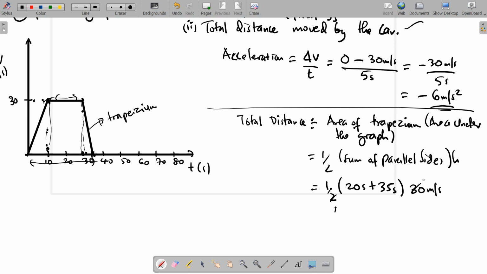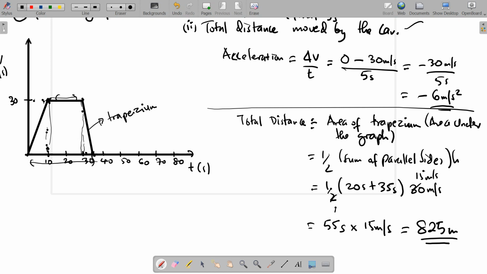Then this half goes into 30. We have 15 meters per second from there. So from there we can say 20 plus 35 gives us 55. That becomes 55 seconds multiplied by 15 meters per second. Okay, when you do the multiplication like that, it should give us 825 meters as our answer.